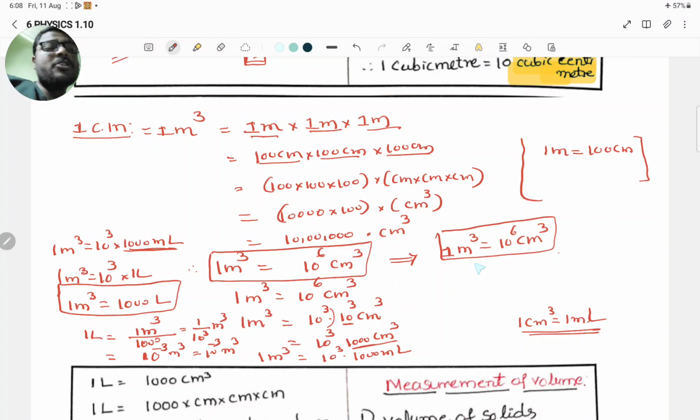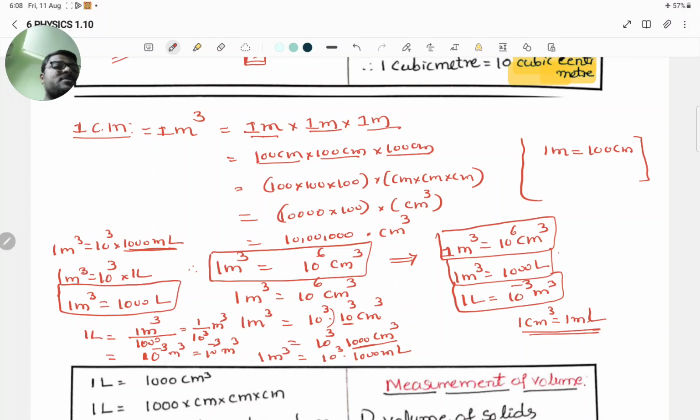Next, here 1 meter cube is equal to 1000 liters. Next, the second one: 1 liter is equal to 10 to the power of minus 3 meter cube. These are the 3 conversions.